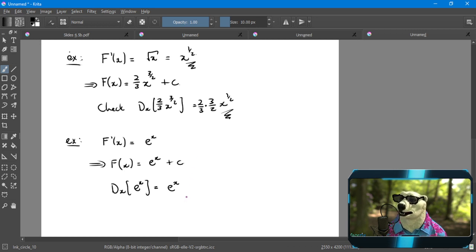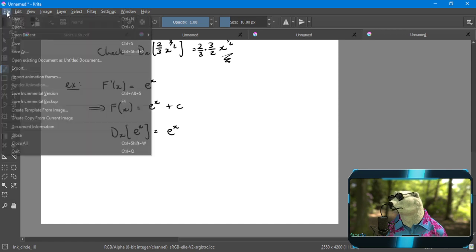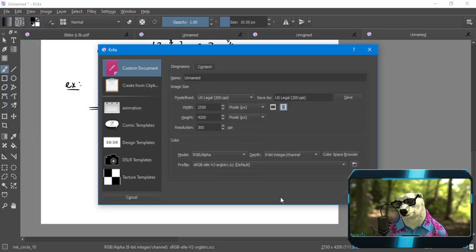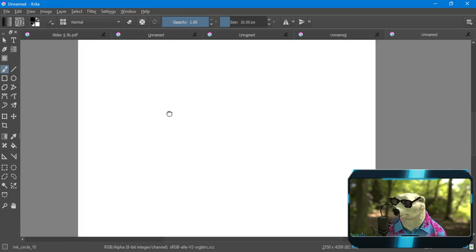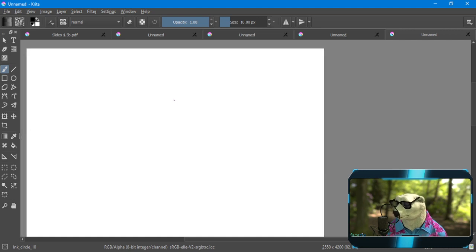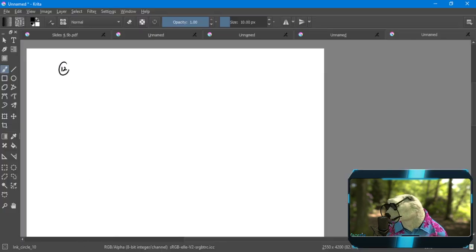But if I now have something a little bit more complicated, new page first, I guess. Like in number 12, e to the 2x plus 4x. Now, the 4x isn't going to give me a problem. I'm focusing on the e to the 2x.